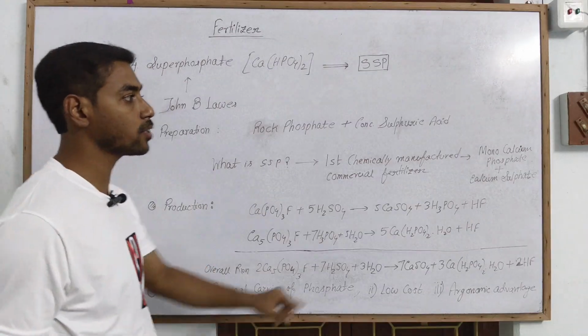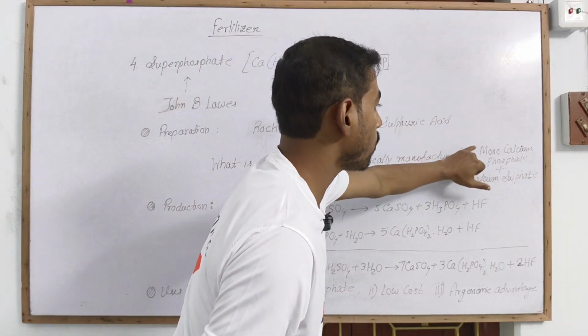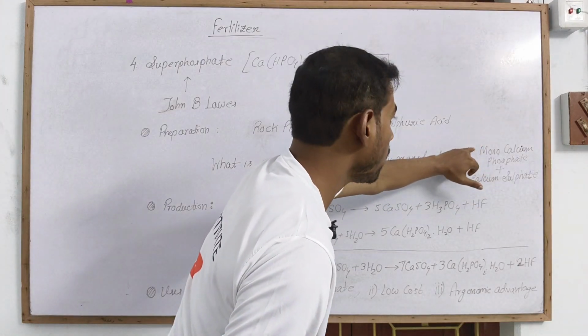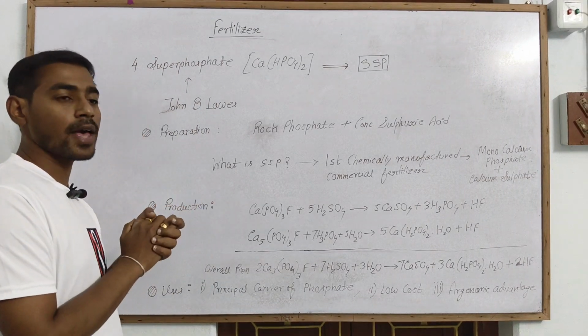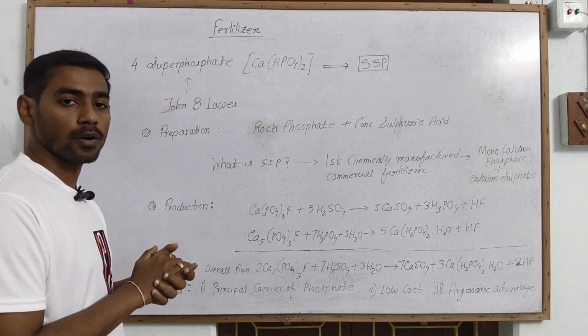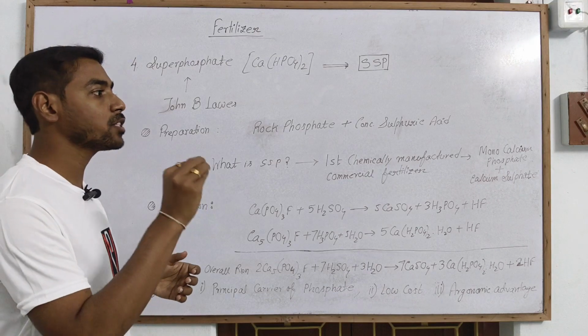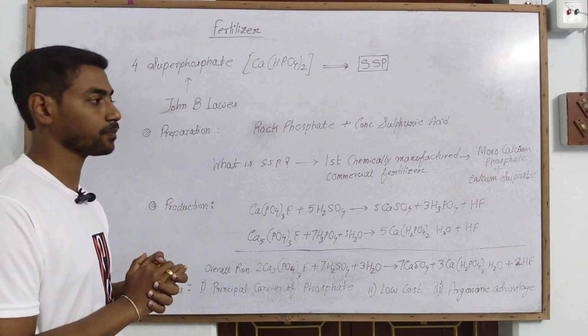But the problem exists with tricalcium phosphate. We have talked about mono and di, now this is tricalcium phosphate. This tricalcium phosphate is completely insoluble in water, and therefore it remains fixed in the soil.